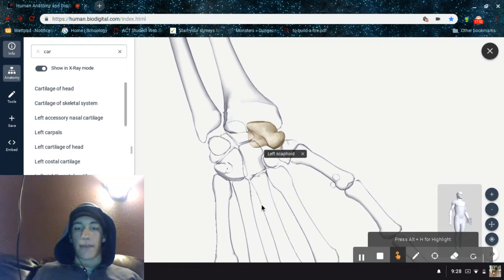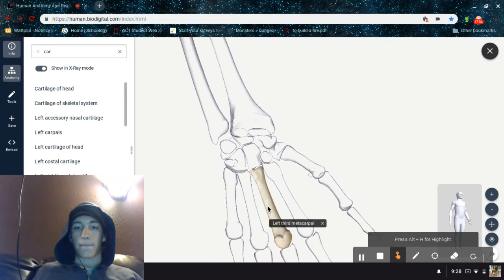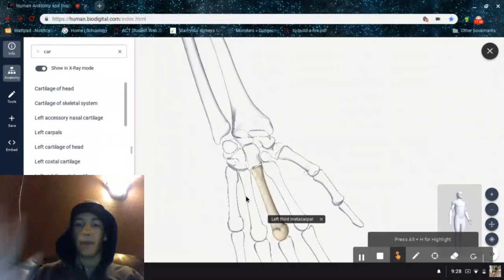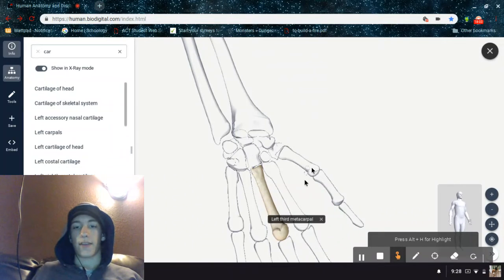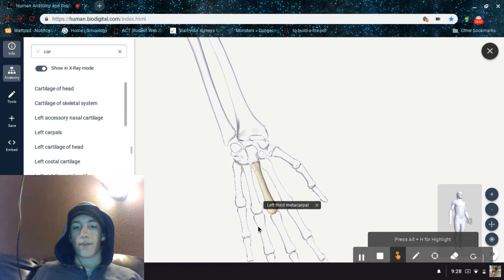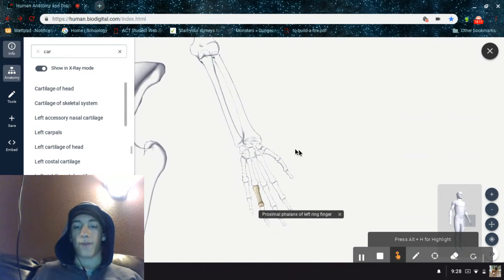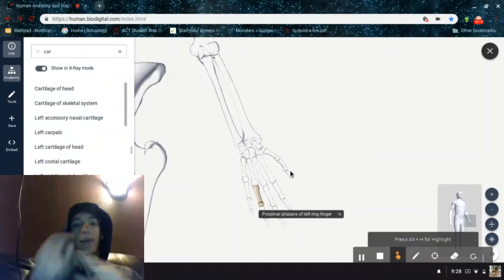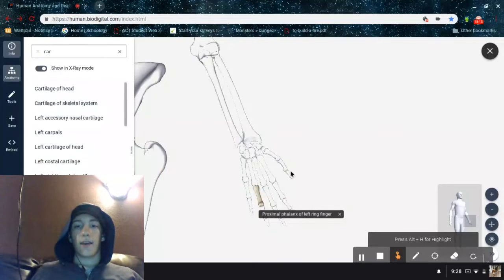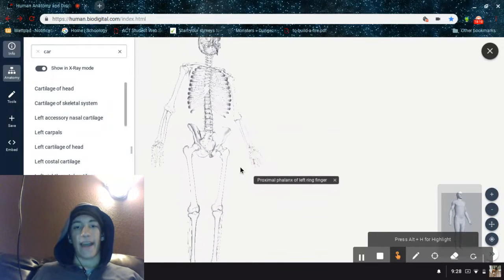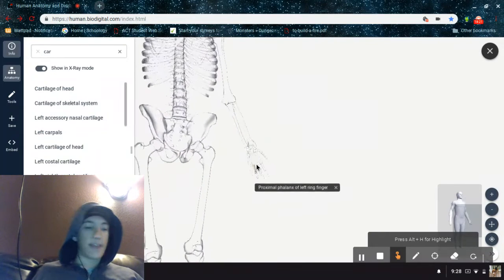Now these are the metacarpals. They are the ones that form the actual pad of your palm. So if these are the carpals, your wrist bones, these are your metacarpals. All of these 14 bones that make up your thumb and fingers, those are your phalanges. It's fun to say, I know. So that's your hand.